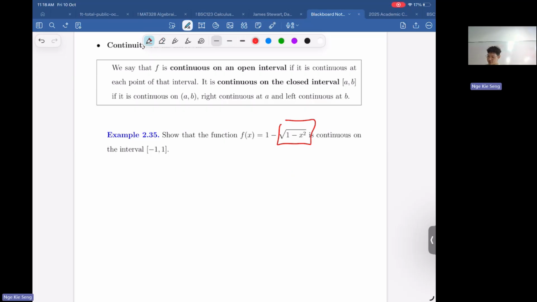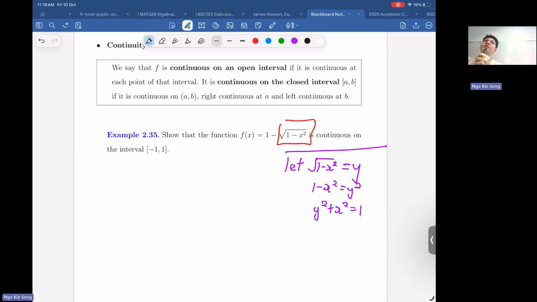Okay, so let us try something different. Let square root of 1 minus x squared be y. It's some number. But what does this number have to satisfy? If you play a bit around this equation, for example, you can square both sides. Correct or not? So you get something like y squared plus x squared equals 1. Have you seen this kind of equation before? Circle. Okay, good. This is actually a circle.